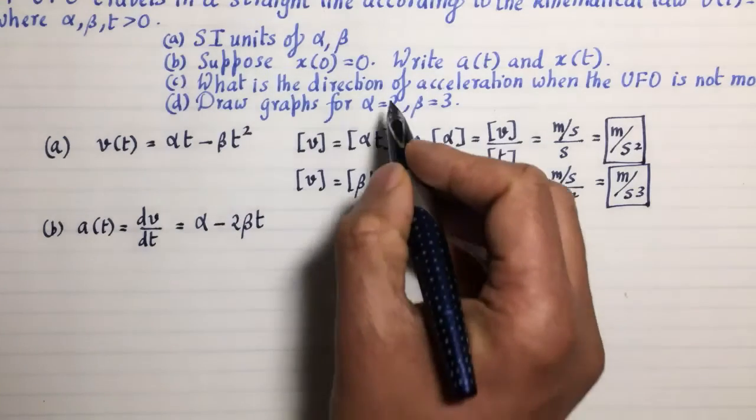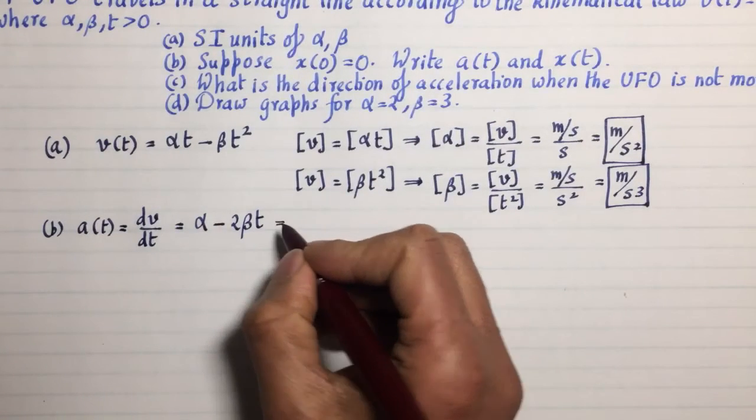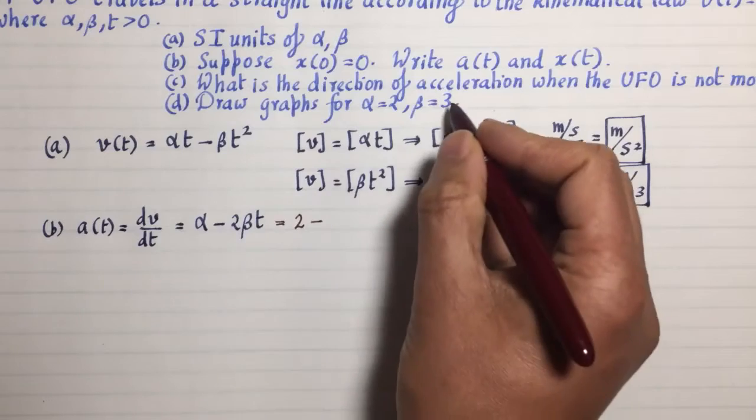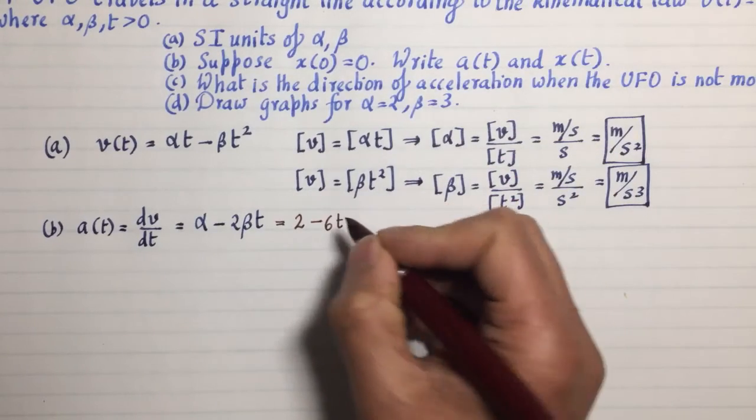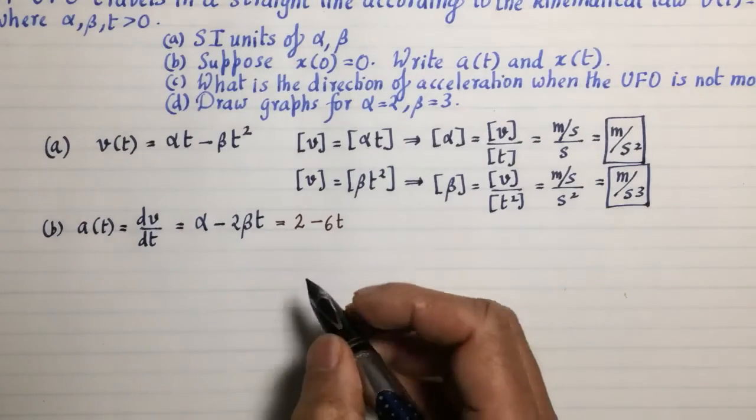For future reference, let me write it down for the specific values of alpha and beta that we have in part D, so we can plot it easily. So I'll put a different color for that. So that's going to be 2 minus 2 times 3, 6t. So it's not constant acceleration, therefore we can't use any of our constant acceleration kinematic formulas. That's why we have to use calculus.